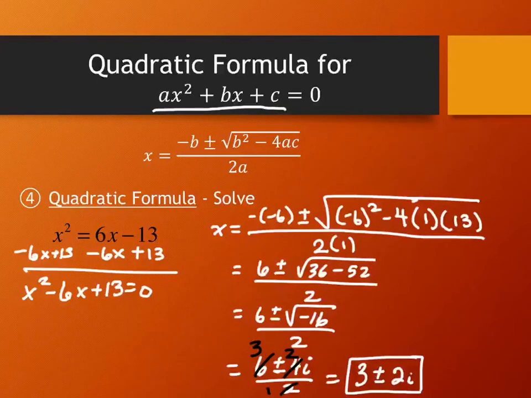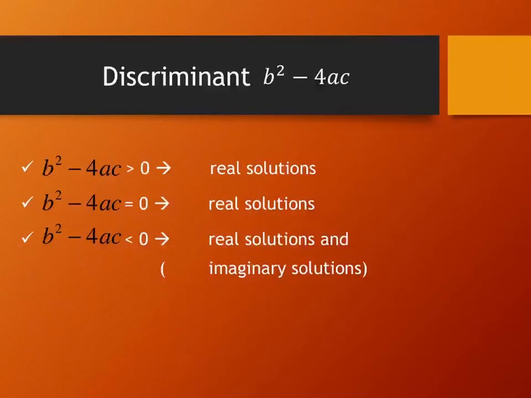Now, this value that's underneath the radical, the b squared minus 4ac, actually has a unique name all on its own. It's called the discriminant. And the discriminant's value actually tells us whether our solutions are real or imaginary. So that means, like when you're looking at the part underneath the radical, if it's positive, certain things happen. If it's negative, certain things happen. And if it's 0, certain things happen. So that's what we're going to look at next.